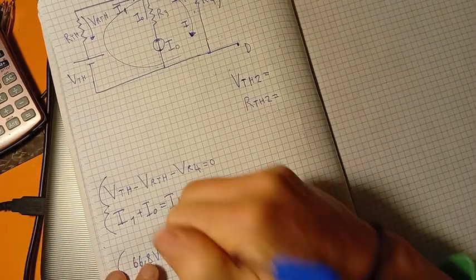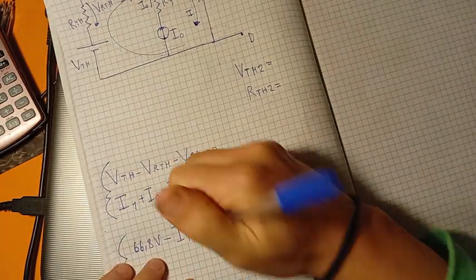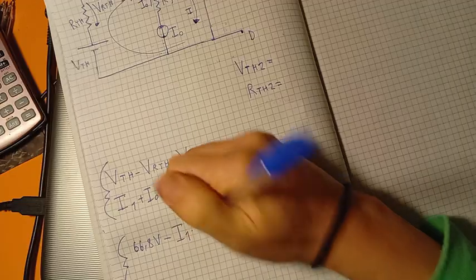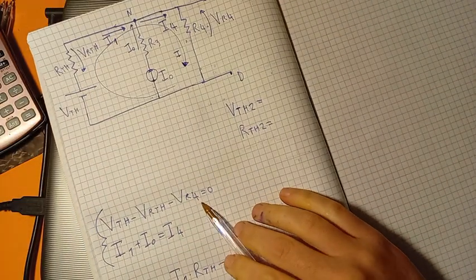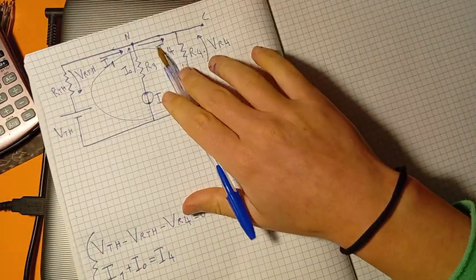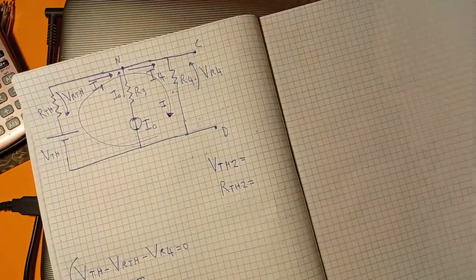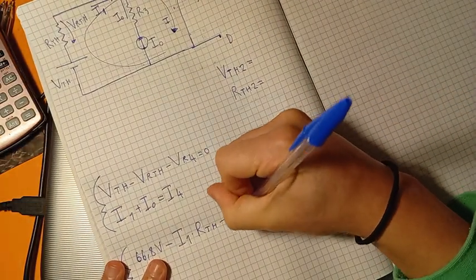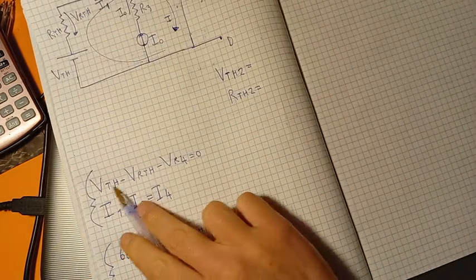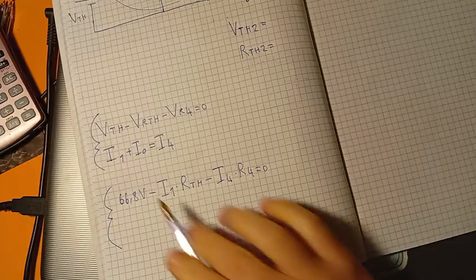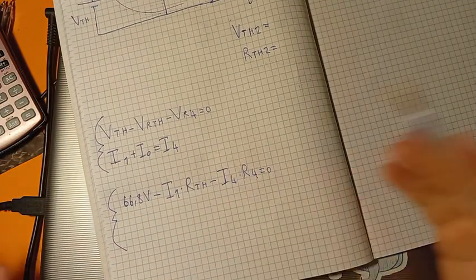VRTH, well, it is I1 multiplied for RTH. Let's write this for the moment. And VR4, what is it? It is the current who flows through R4, this current multiplied for R4. So it is I4 multiplied for R4. Okay, this is exactly this. Now in this equation we just know this one and this one are unknown.